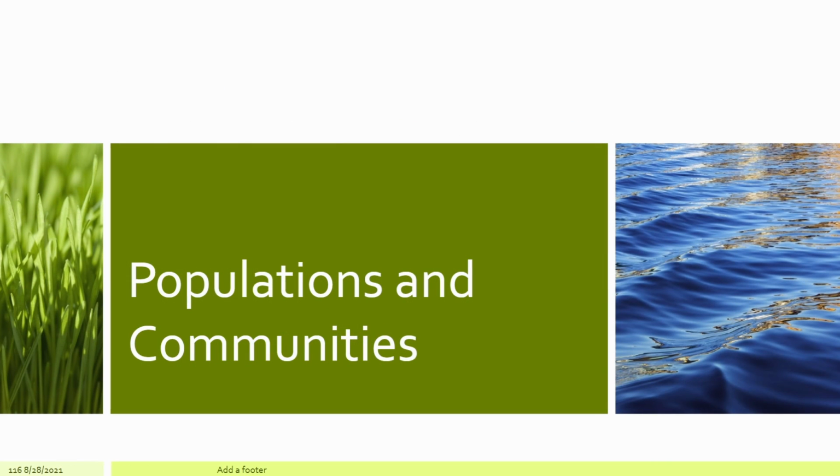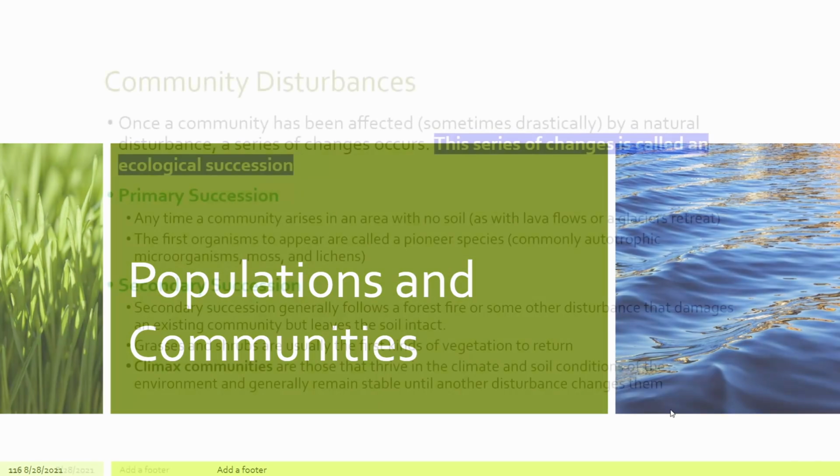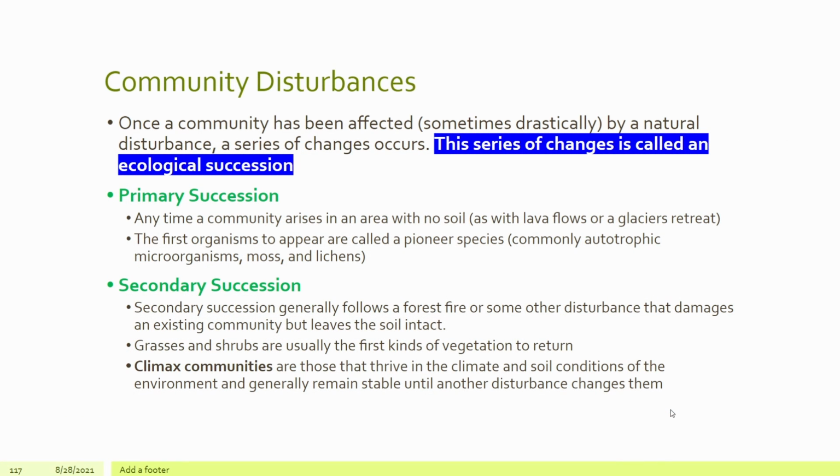And that brings us to our last topic, populations and communities. So populations and communities. What is a community disturbance? Once a community has been affected, sometimes drastically by a natural disturbance or disaster, a series of changes occurs. And that's a series of changes called an ecological succession. And there's a primary and secondary succession.